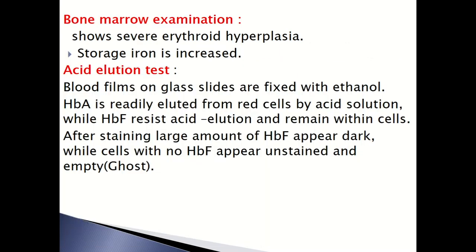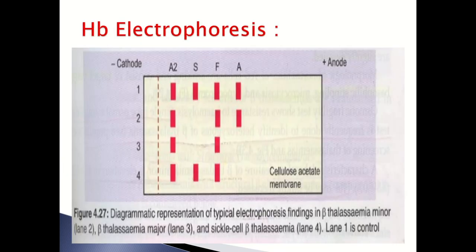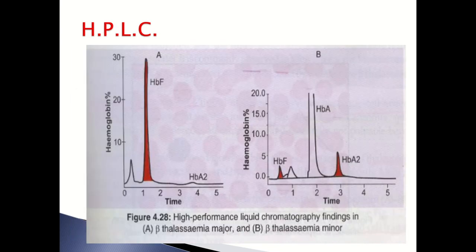So again, one important finding in thalassemia is the peripheral smear. Bone marrow examination, acid diffusion test, you will find ghost cells. You will have a separate lecture, so I'm not going to discuss it. Now HB electrophoresis is a very important thing, and there are different lanes. This is the sickle cell graph. This is the normal, and this is the thal minor. This is lane 3 where you will find fetal hemoglobin. So this is the HB electrophoresis graph. We are not going to discuss it.